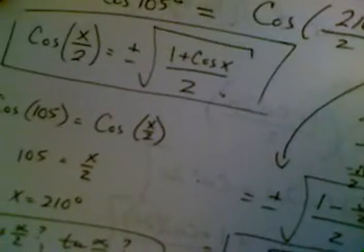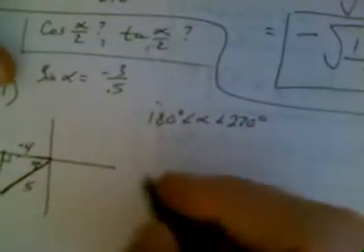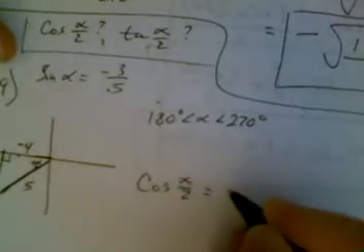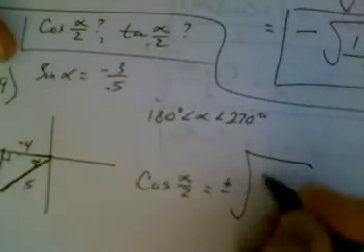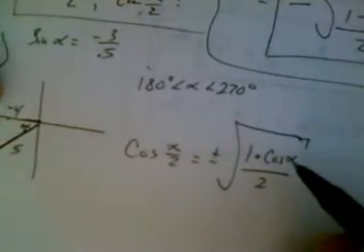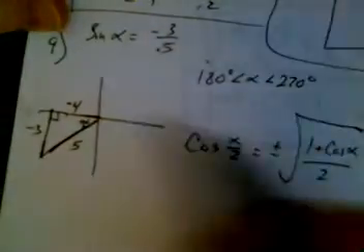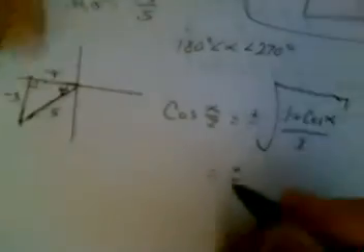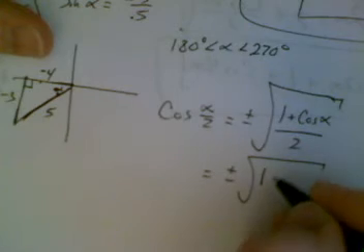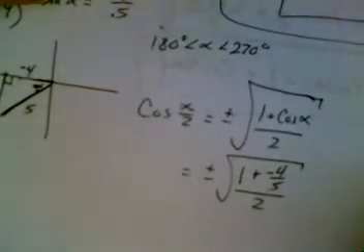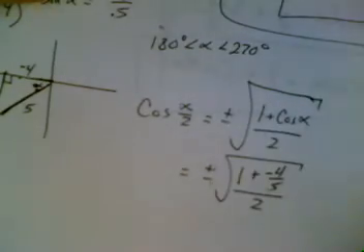Cosine of alpha over 2 would be plus or minus the square root of 1 plus cosine alpha over 2. So what I'm going to say here is that if I'm looking for the cosine of alpha over 2, I know it's supposed to be equal to plus or minus the square root of 1 plus cosine of alpha divided by 2. Well, if that's the case, what would cosine of alpha be? Well, there's alpha. Cosine would be negative 4 over 5. So this would be equal to plus or minus the square root of 1 plus negative 4 over 5, all divided by 2. So then the last question would be, is this plus or minus?